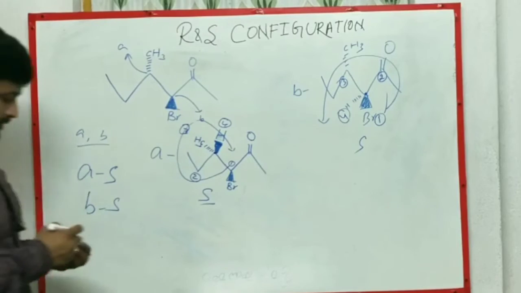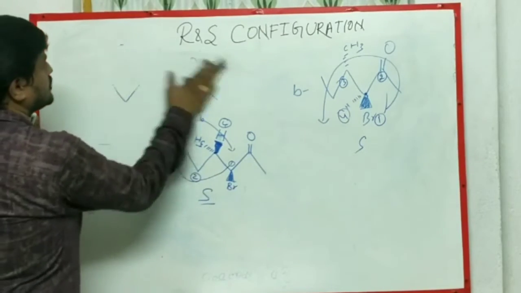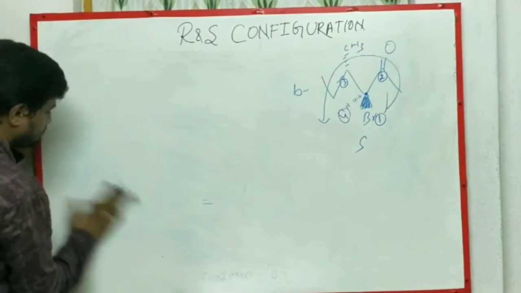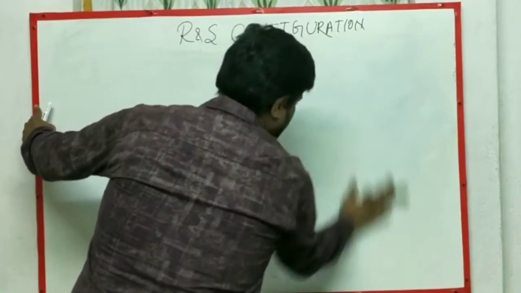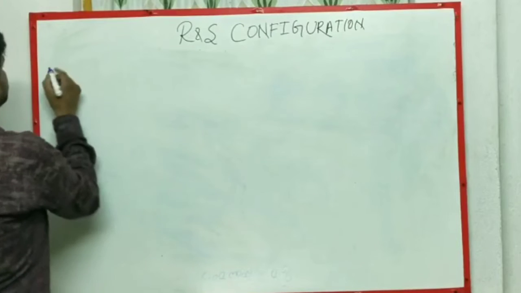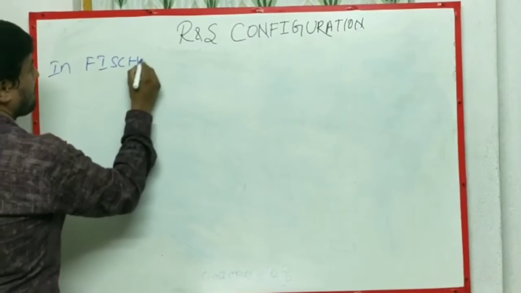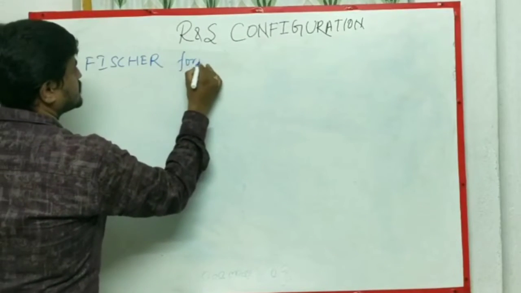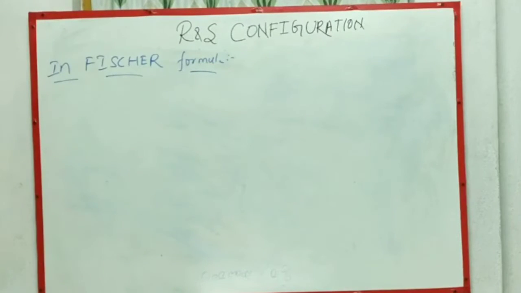Okay, we go for another concept. I mean, RS configuration in Fischer projection formula. What is Fischer projection formula?